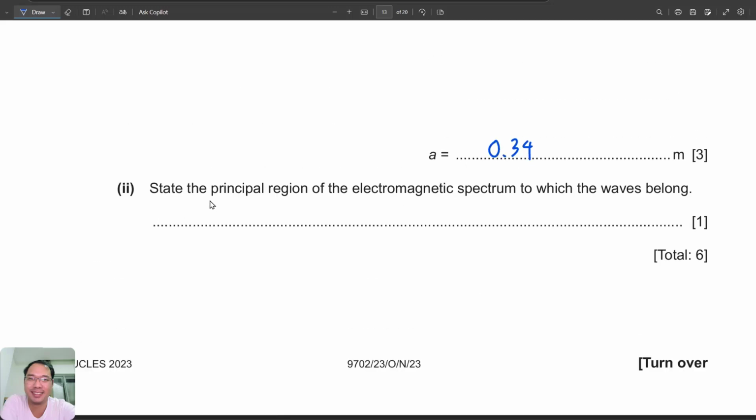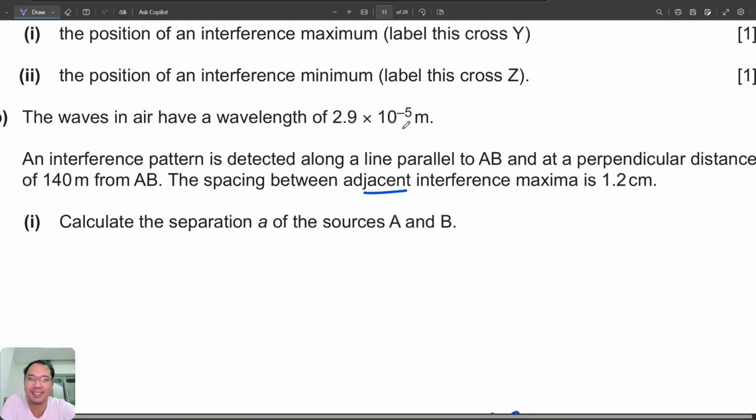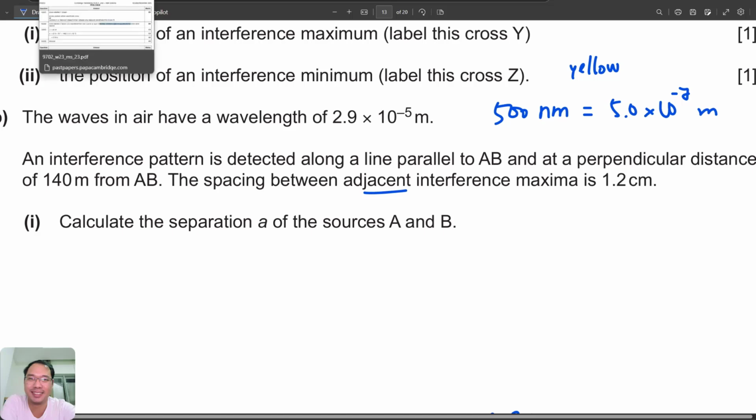State the principal region of the electromagnetic spectrum to which the waves belong. The wavelength here in air, on the order of 10 to the power minus 5 meter, is much longer than visible light. Yellow light is about 500 nanometer, which is 5 times 10 to the power minus 7 meter, so this wavelength is about 100 times longer than visible light. That can be infrared or radio. I don't know for sure whether it's radio or infrared, but I prefer radio. I think 100 times longer.